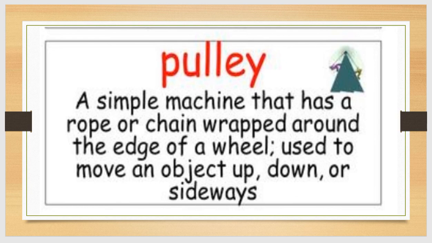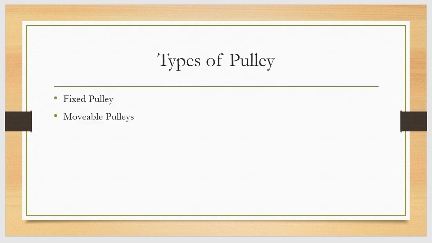Pulley. A simple machine that has a rope or chain wrapped around the edge of a wheel, used to move an object up, down or sideways. Pulleys can be used to lift or put heavy objects from one place to another. There are 2 types of pulleys. One is called the fixed pulley and the other is called the movable pulley. In movable pulleys, 2, 3 or more than 3 pulleys may be used.